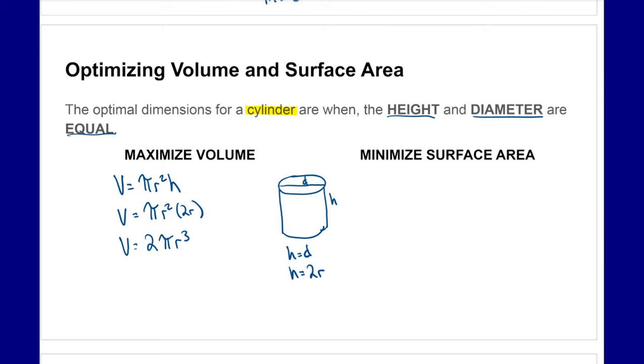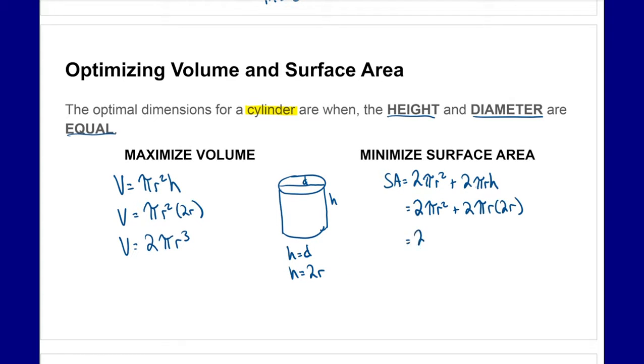For the minimum surface area, we're going to do a similar thing. We're going to write out the surface area formula, 2 pi r squared plus 2 pi r h, and everywhere we see the h, we're going to replace it with 2r, just so we have one variable, because we can break it down into all one type of measurement. So 2 pi r squared plus 2 pi r times 2r.